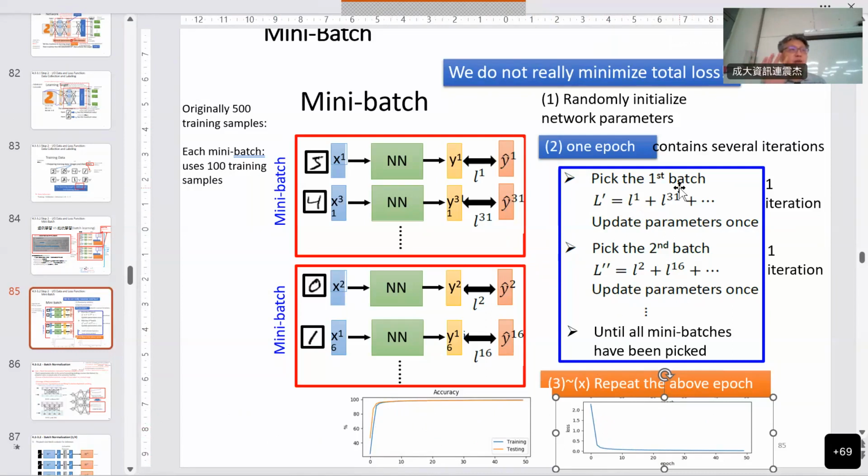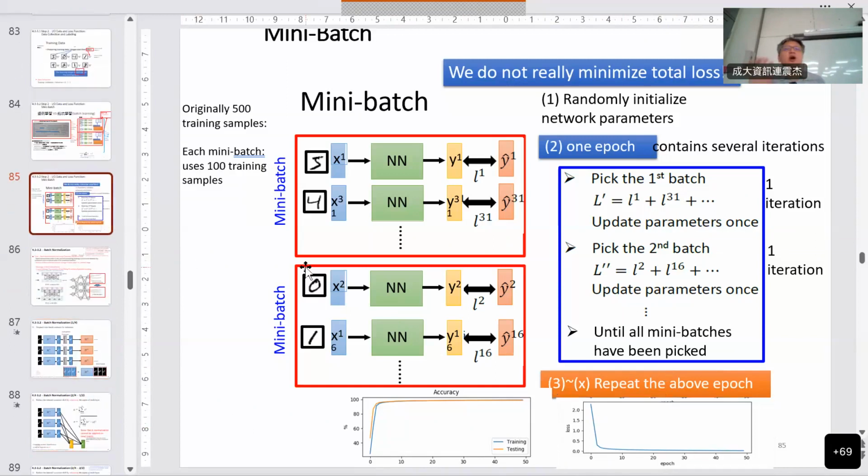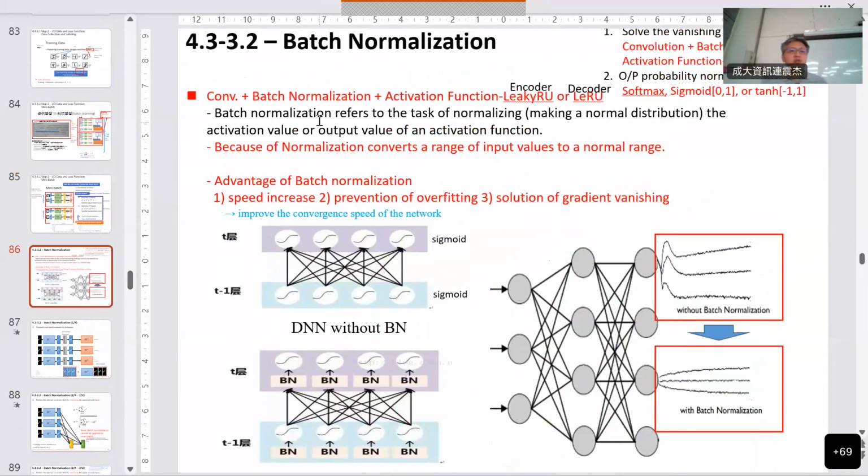Your mini batch size will affect your result, and your learning rate will also affect your result. Because of the mini batch, we will introduce batch normalization this time.